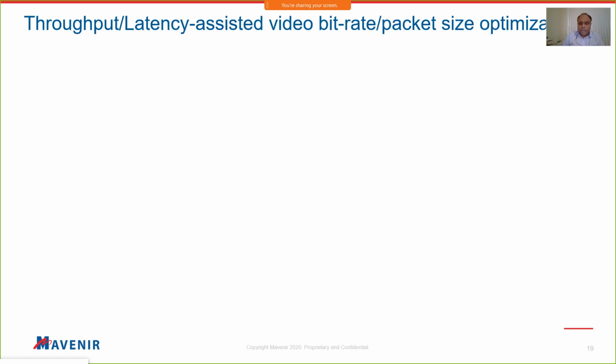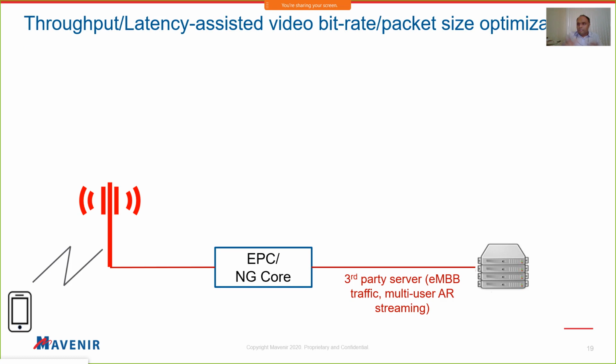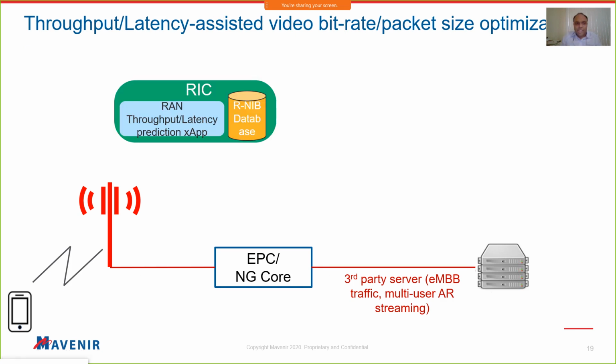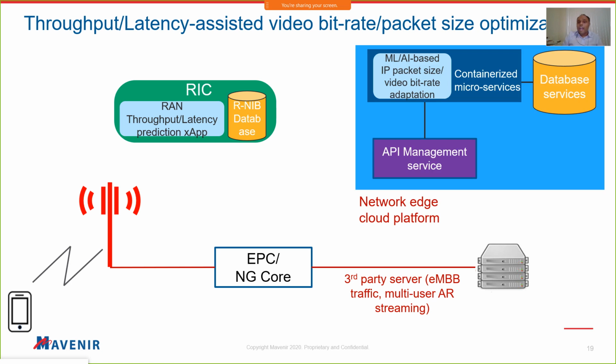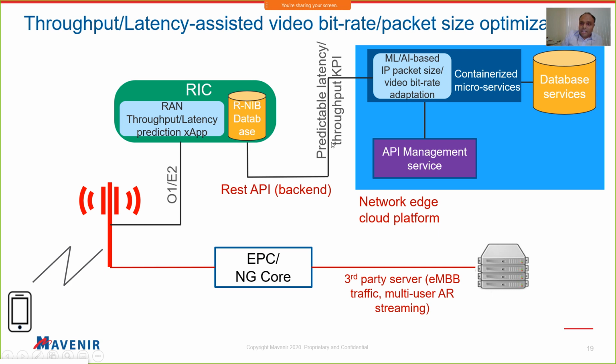As you can see here, this is the traditional RAN that we spoke about, and then you have the RIC component, which has xApps that predict RAN latency, RAN throughput, etc. And you also have the network edge cloud platform that has containerized microservices. Now, the RIC talks to the cellular RAN over the O-RAN interfaces, and it predicts the throughput and the latency. This predicted information is sent via REST APIs, not through standardized interfaces, to the containerized microservice inside the network edge cloud platform.